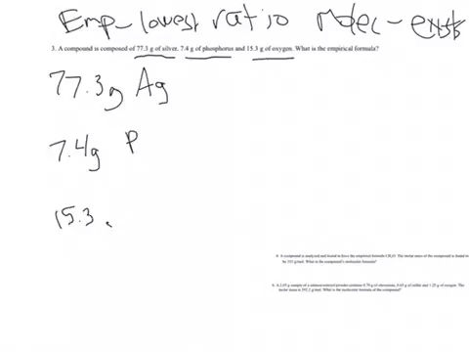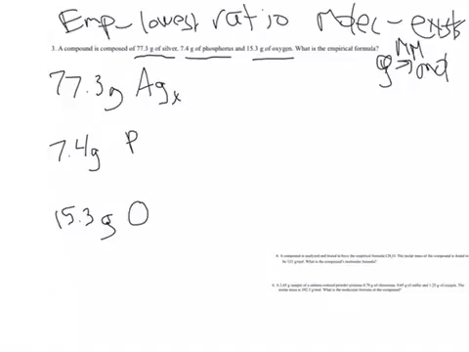Write down our grams for each of the elements given in the compound. Now we cannot compare elements in grams. When we are comparing different substances, it must be in moles. So our second step is to convert these grams to moles. And whenever we're converting grams to moles, we use our molar mass. So we're going to look up our molar mass on the periodic table.